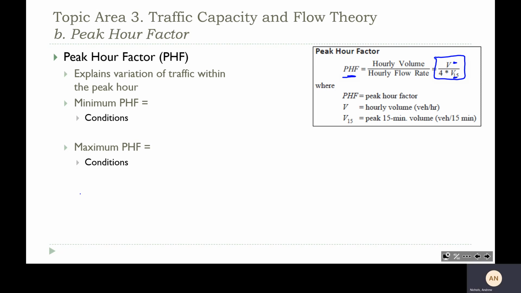Can it be 0? So if you have V over 4 times V15, the scenario would be that V and V15 were equal. If V is equal to V15, what does the peak hour factor become? 0.25. So it becomes 1/4 or 0.25. So the minimum peak hour factor would be 0.25. So what would the conditions be for V to equal V15? How would your hourly volume be the same as your peak 15-minute volume?